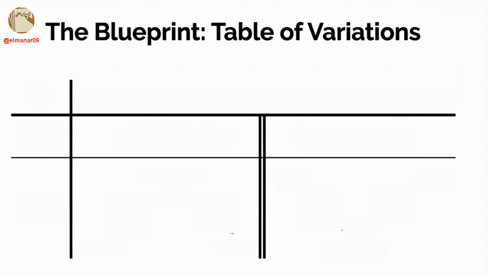Look at the screen right here. This is what I call the blueprint. In the world of calculus, we call it the table of variations. If you want to understand a function, you don't just look at it. You read its soul through this table. This is the roadmap that tells us exactly where we're going, where we're stopping for a break, and where we're heading off the rails.